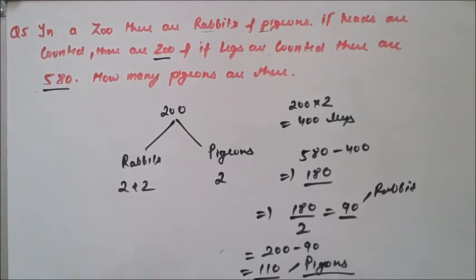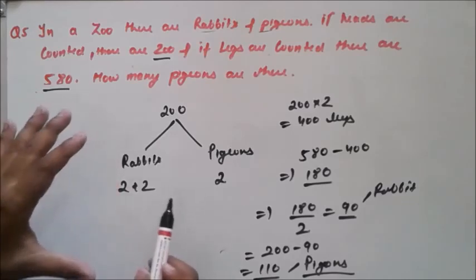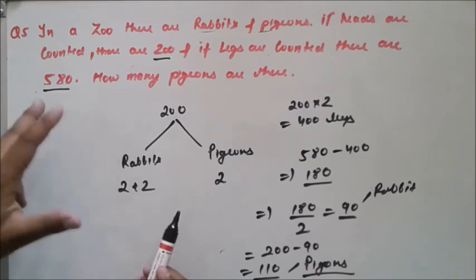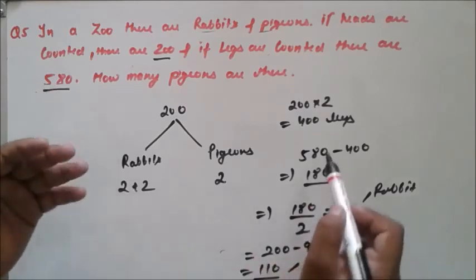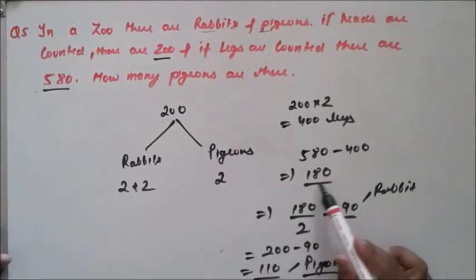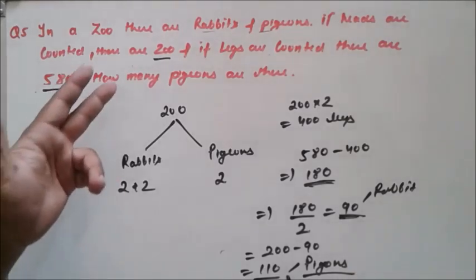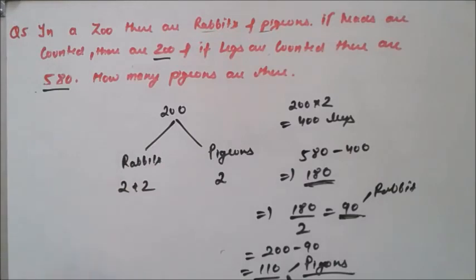So we have to just assume the quantity, that is, if there are only pigeons, there would be 400 legs, but it is given in the question there are 580 legs. Then subtract 400 from 580, it will become 180, and these 180 legs are due to only rabbits. Every rabbit has an extra 2 legs, so if we divide by 2, it will become 90, so there are 90 rabbits. Then subtract 90 from the 200, because there are 200 creatures. Creatures means rabbits plus pigeons. So it will become 110, and 110 is the total number of pigeons.